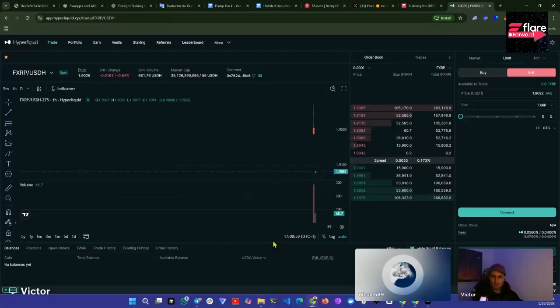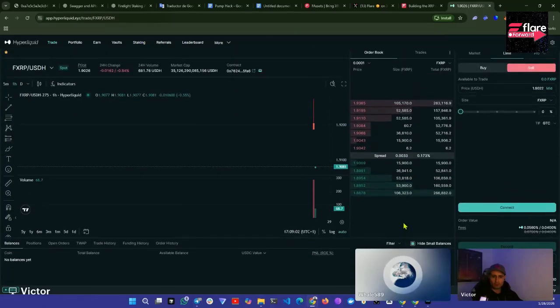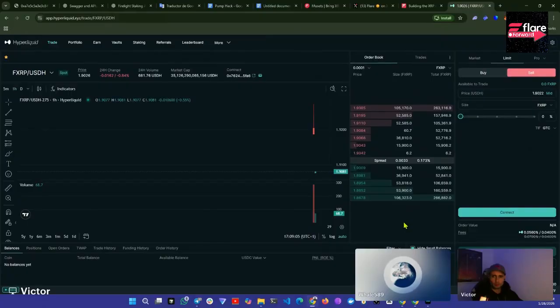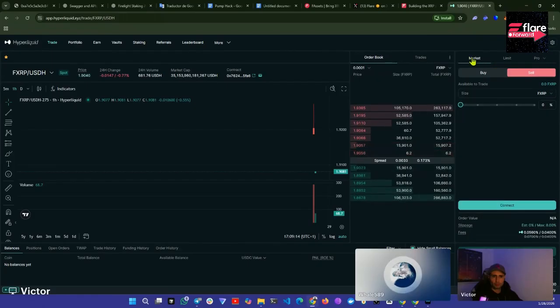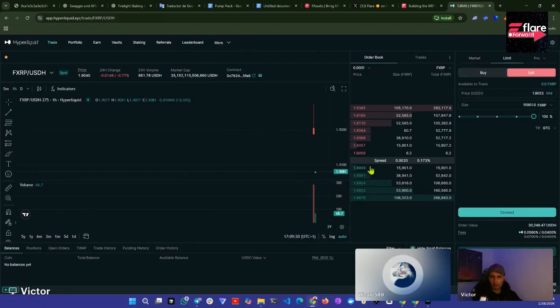Well, I think we need to explore the difference between an automated market maker, which is the kind of liquidity pools that we have right now on most of the decentralized networks, and an order book. So with an order book, I know that I can sell 15,901 FXRP at 1.9023. That is something that I know I can sell, exactly. And there is going to be no slippage on that order. Now, if I wanted to buy 16,000, then I would go into the next order book or the next step.